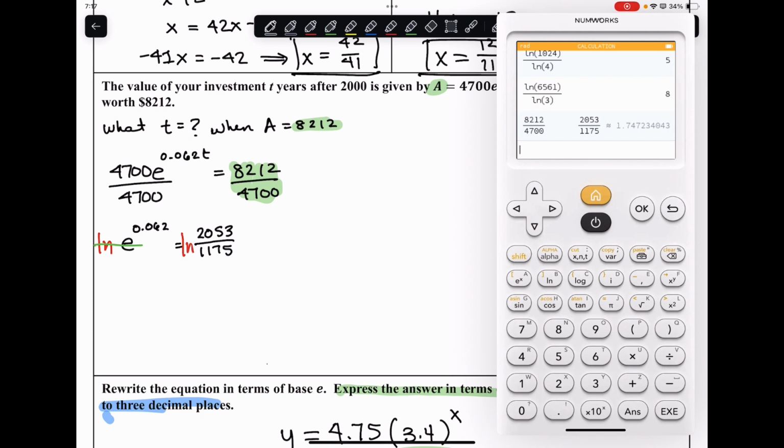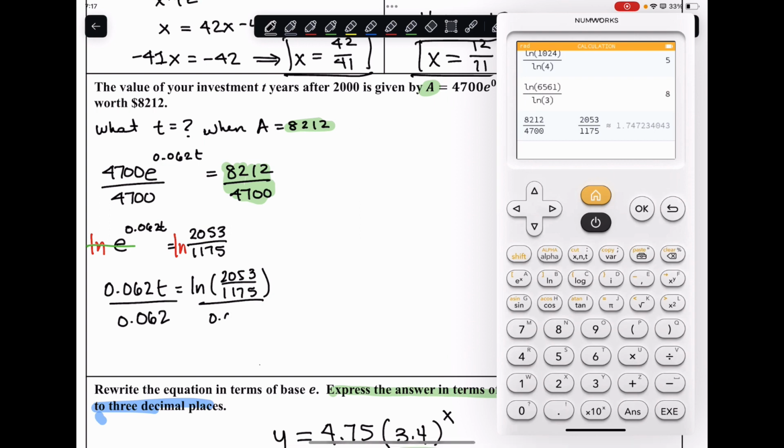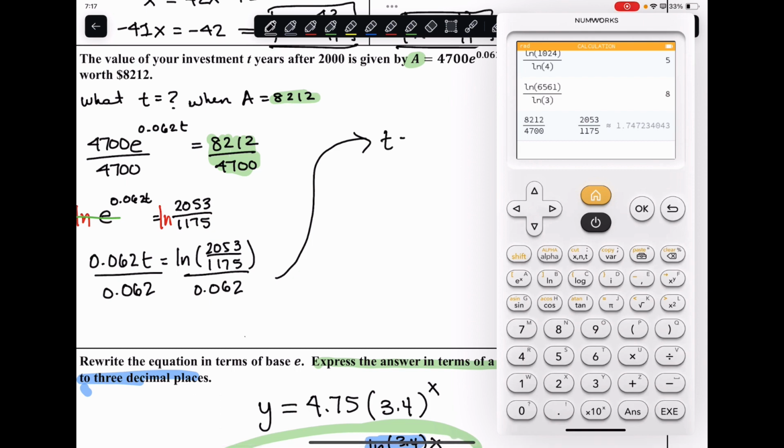So on the left, we only have the exponent, 0.062t, equals the natural log of 2053 over 1175. We now divide both sides by 0.062. And there's our answer. So t is going to equal the natural log of 2053 over 1175, and all of that divided by 0.062. So that's the exact answer.